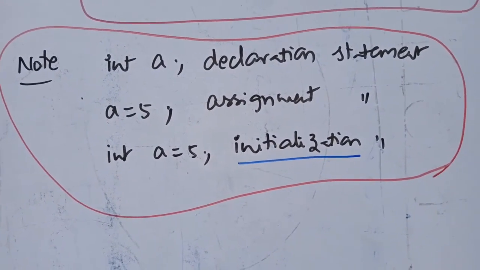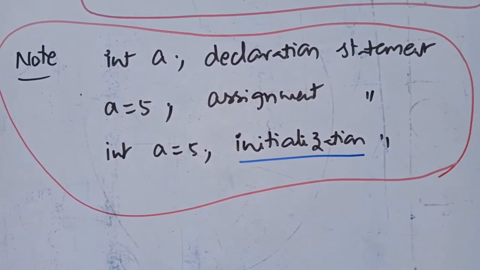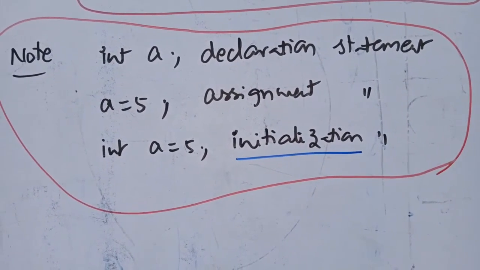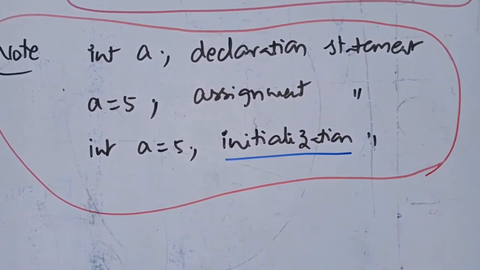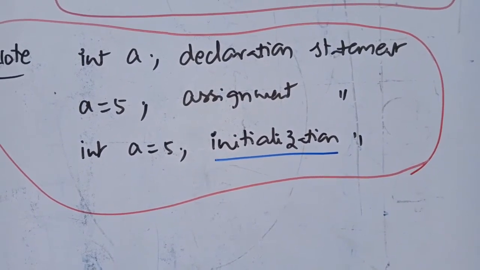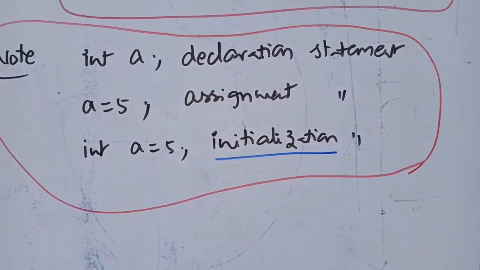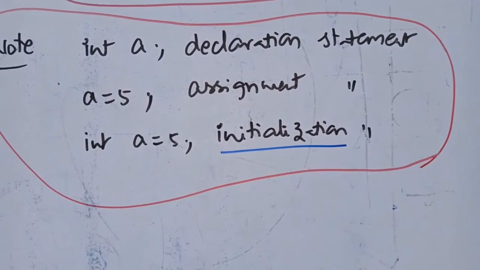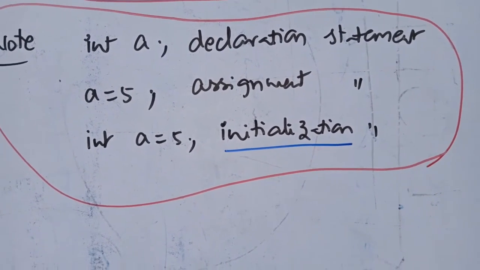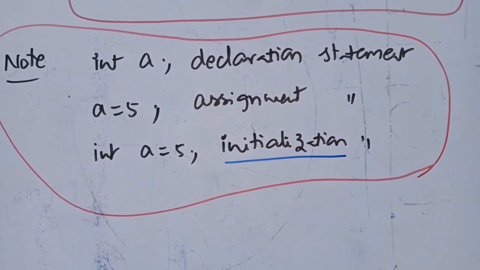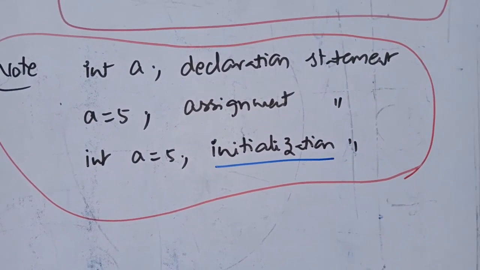So note here, int a semicolon is a declaration statement, a is equal to 5 semicolon is an assignment statement. Int a is equal to 5 semicolon you call it as an initialization statement. Initialization is nothing but assigning a value to a variable at the time of declaration.